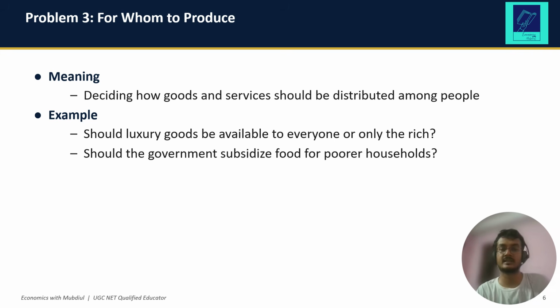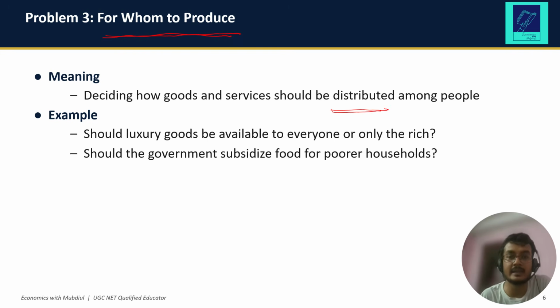But there is still one major question left. Suppose we successfully produced everything. Food is available, clothes are available, cars are available, houses are available, healthcare is available. Now comes perhaps the most socially important question. Who gets them? Or in economic terminology, for whom should we produce? And that is our third central problem. This question is about distribution.